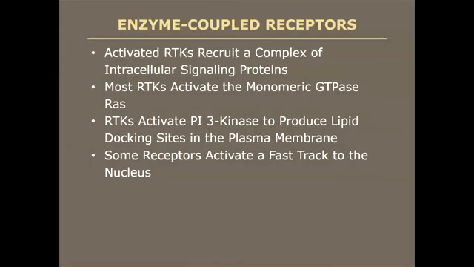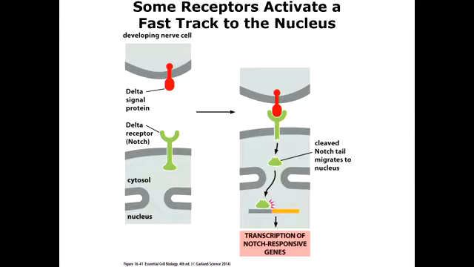All right, the next thing we're going to talk about are receptors that go straight to the nucleus. This is a unique class. The most common example that people talk about, and it's in your textbook, is delta notch signaling. Delta notch signaling works differently.